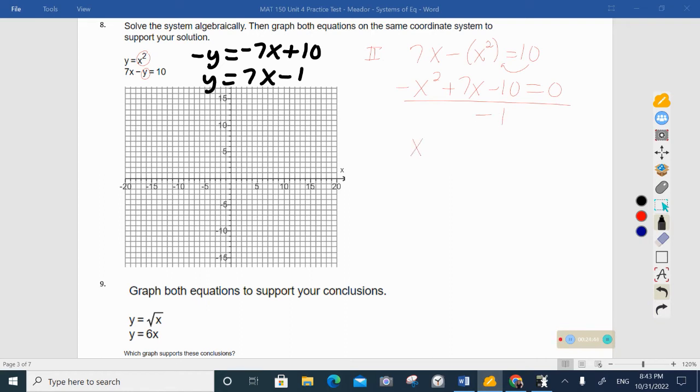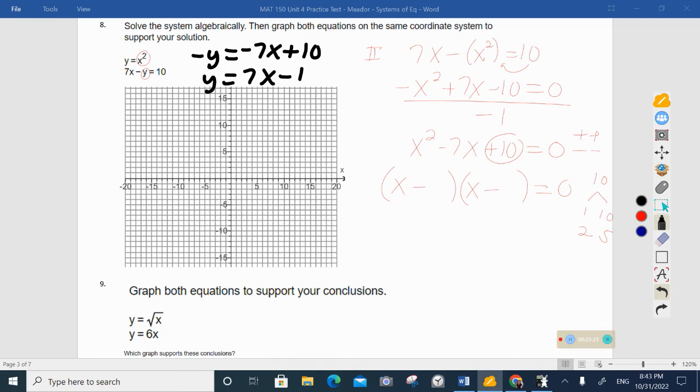So negative x squared divided by negative 1 is positive x squared. 7x divided by negative 1 is negative 7x. Negative 10 divided by negative 1 is positive 10. 0 divided by negative 1 is 0. So if you factor that, you're going to put an x here and an x here. You're trying to multiply to get positive 10. Either they're both positive or they're both negative. So things that multiply to give you 10. 1 and 10, 2 and 5. And since the middle sign's negative, we want them both to be negative.